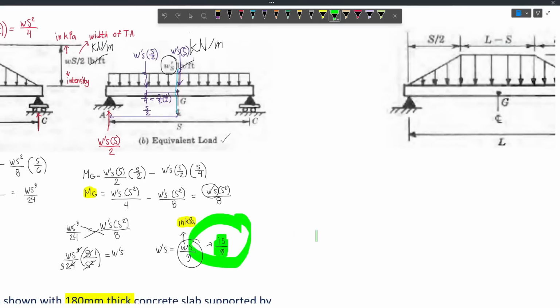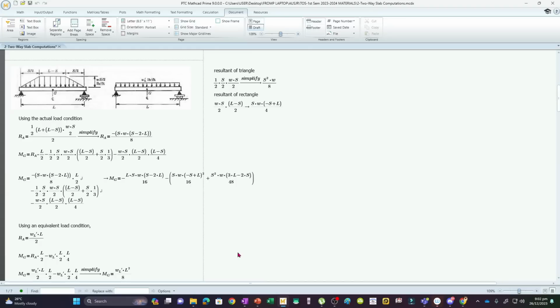However, since the process is tedious, nilagay ko na sa MathCAD yung simplification process. And so ito na yan. Now I will just run through the solution. Now itong RA will just be half of the resultant load ng trapezoidal area.